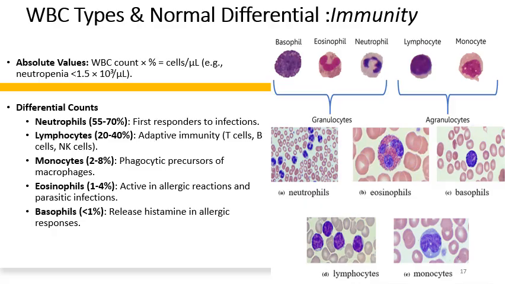The neutrophils compose about 60 to 70%, lymphocytes about 20 to 40%, the monocytes a scarce 2 to 8%, eosinophils about 1 to 4%, and basophils are very scarce, less than 1%, because they release histamine and are responsible for the allergic response and defending against some parasites. So the most abundant are the neutrophils, which attack bacteria.